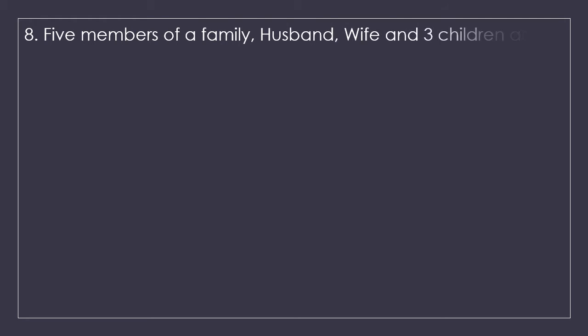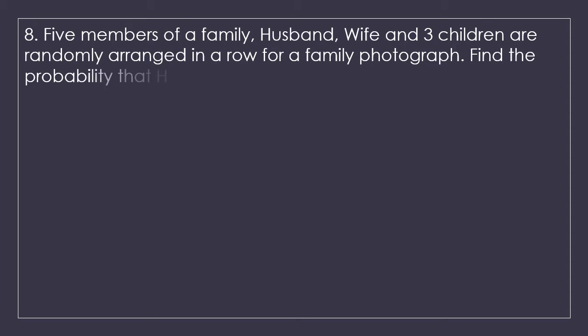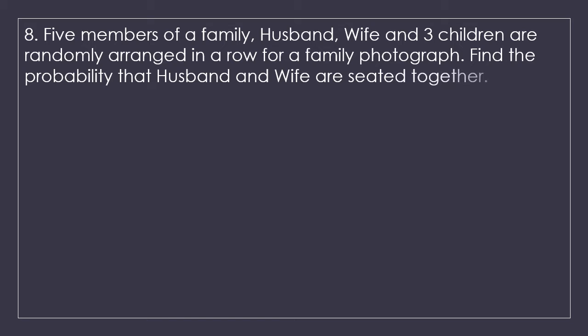Question number 8. 5 members of a family, that is husband, wife and 3 children, are randomly arranged in a row for a family photograph. Okay, good. Find the probability that husband and wife are seated together.